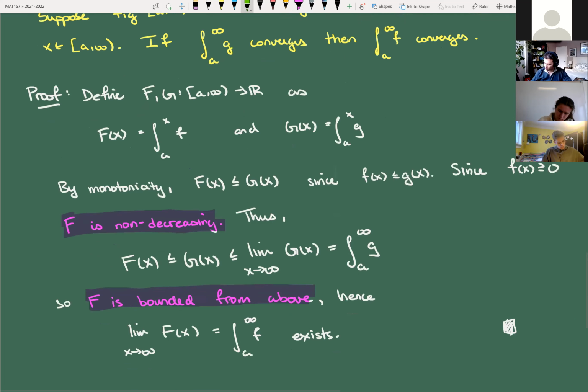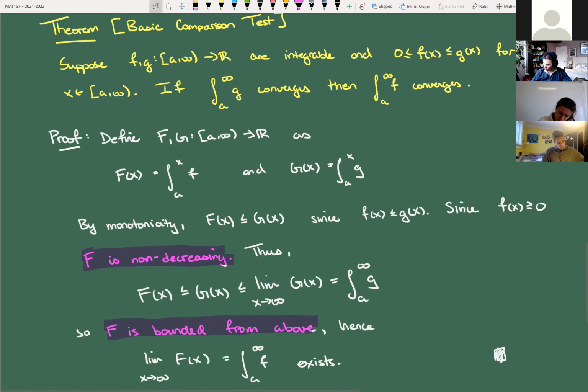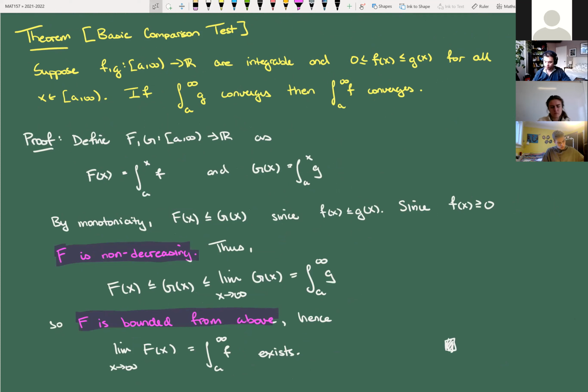Okay, any questions about that? Maybe let me put the whole thing in view here. I guess I do actually need G is non-decreasing to do this less than or equal to, but it's obviously true, right?